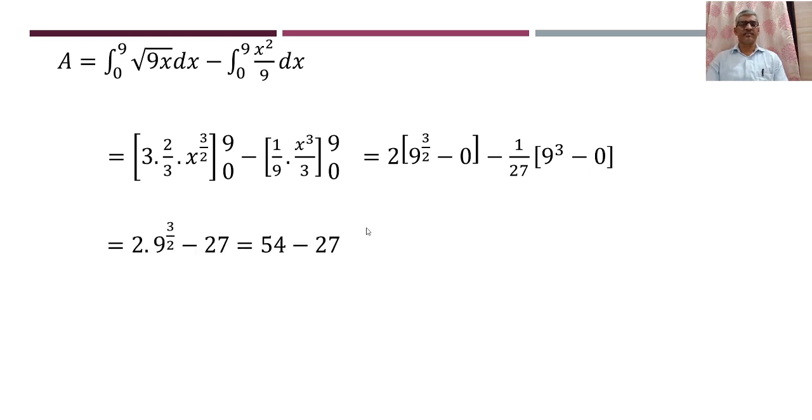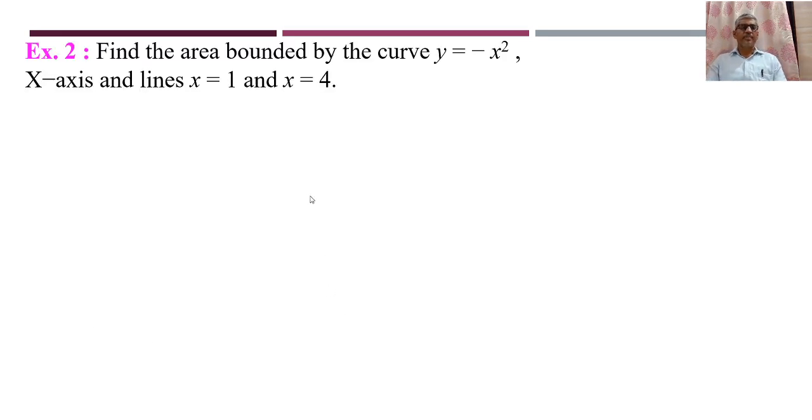Yes. Then by simplifying this we get 54 minus 27 is 27 square unit. This is the required area between the two curves, like this.